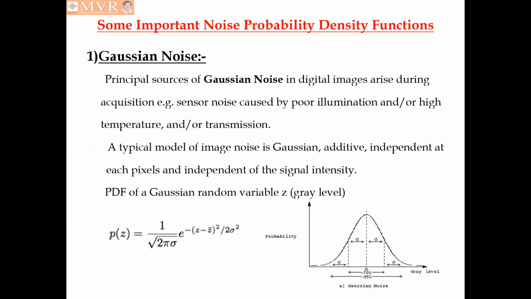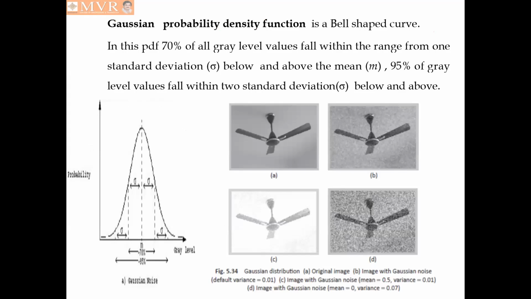A typical model of image noise is Gaussian, additive, independent at each pixel and independent of the signal intensity. The probability density function of a Gaussian random variable Z, where Z indicates output gray level, is P of Z equal to 1 by square root of 2 pi sigma e power minus of (Z minus Z bar) whole squared by 2 sigma square. The Gaussian probability density function is a bell-shaped curve.